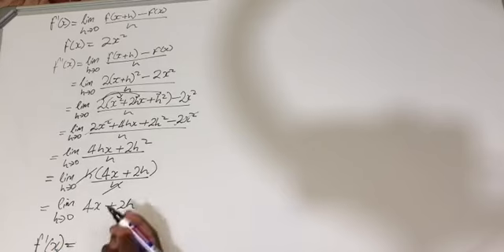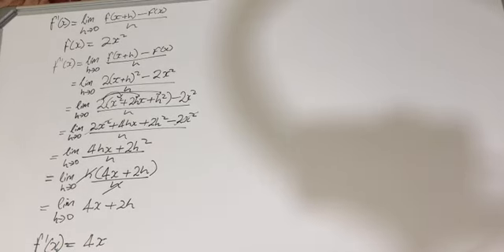So the end result to this will be your first derivative being equal to 4x. Because remember, if I put 0 here, this part is going to be eliminated. So basically, the first derivative of this function is equal to 4x.